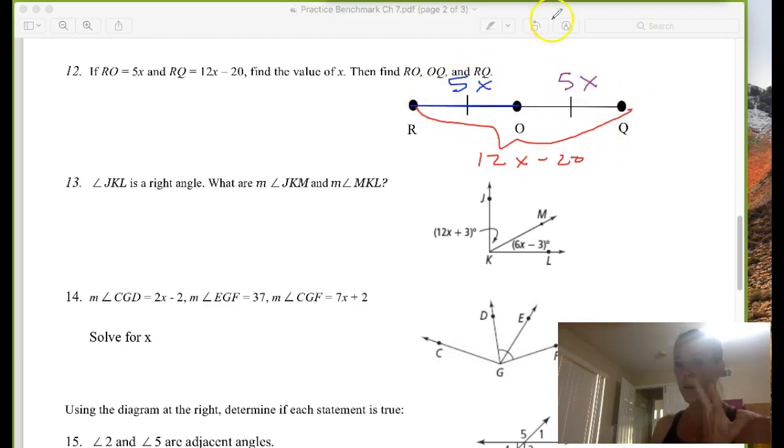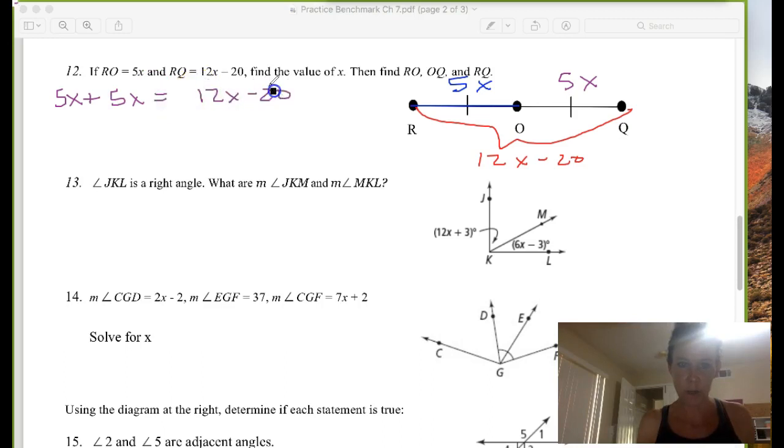So now I get an equation I can set up, and I can solve for x. So this plus this is the total. 5x plus 5x equals my total, which is 12x minus 20. Simplify this side because these can combine to make 10x. 10x equals 12x minus 20. Get your x's together. I'm going to subtract 12x from this side. I'm going to get a negative x, but it's okay because that's a negative.